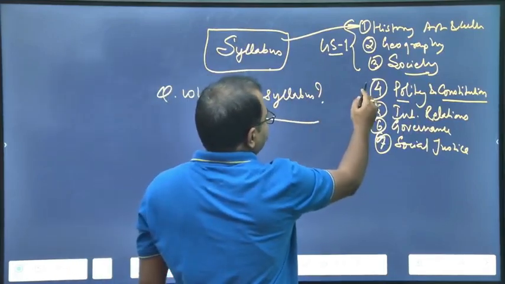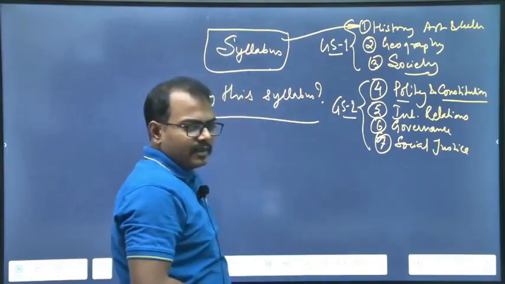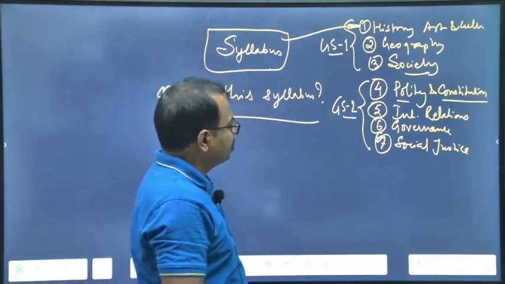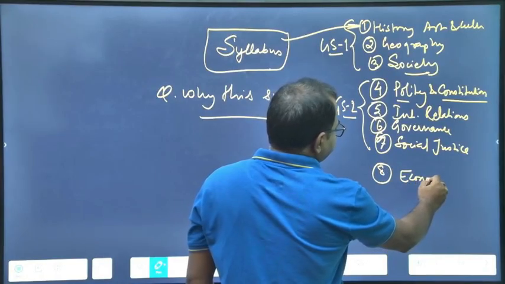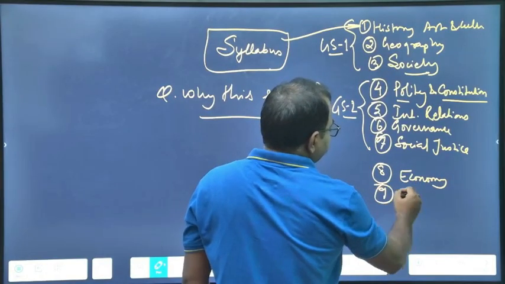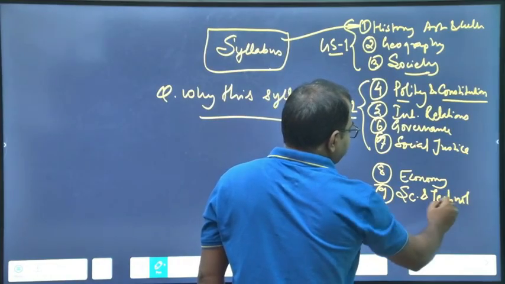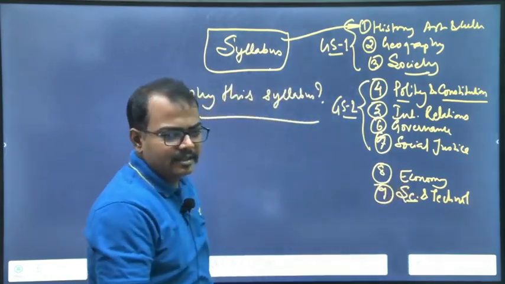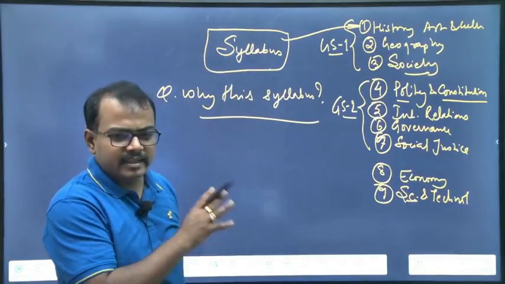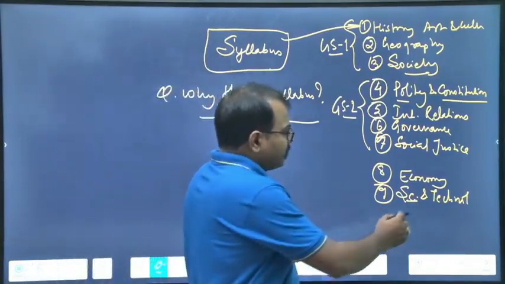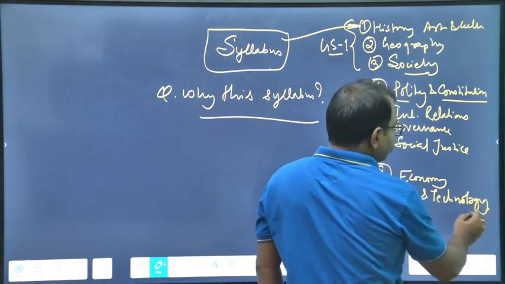So GS1, GS2, and then we have different papers like 8th, Indian economy, 9th, science and technology. Always remember science, by the meaning of science I mean general science: physics, chemistry, biology, zoology, all these are general science. Technology is different. Technology is the application of these scientific principles. So there is technology.